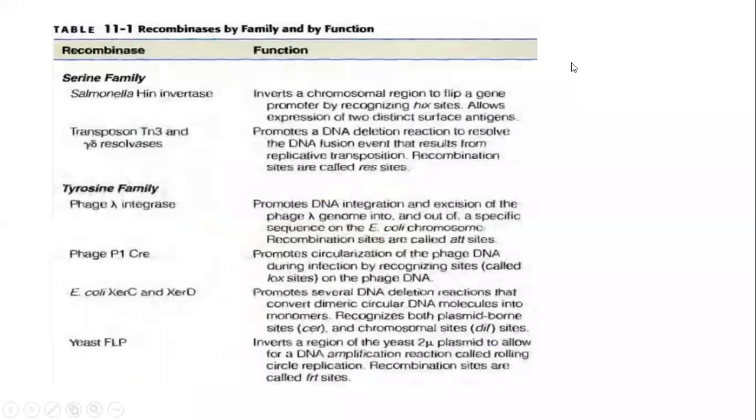Now coming to this table where it is already mentioned how the different family members come under the recombinase, that is the serine family and the tyrosine family. हर एक family के under एक example दिया हुआ है. Okay. तो salmonella Hin invertase, transposon Tn3 and gamma delta resolvase. फिर tyrosine family में आ गया आपका phage lambda integrase, phage P1 Cre, E. coli XerC and XerD, yeast FLP. So these are the example guys. अगर आप पूरे lecture में if you could remember this table, that is also more than sufficient.